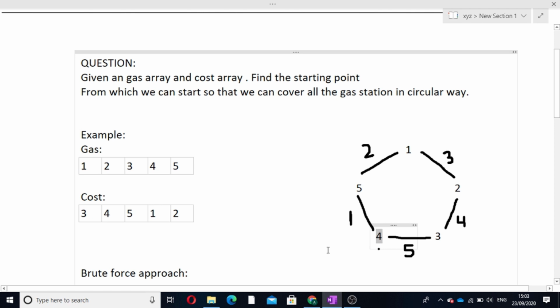So we have to find the index from which we start our traversal and move to every index of the array. Now let's look at the approach of this question.